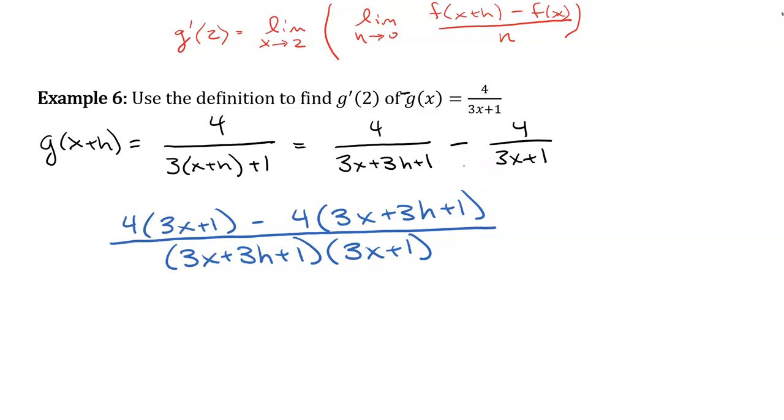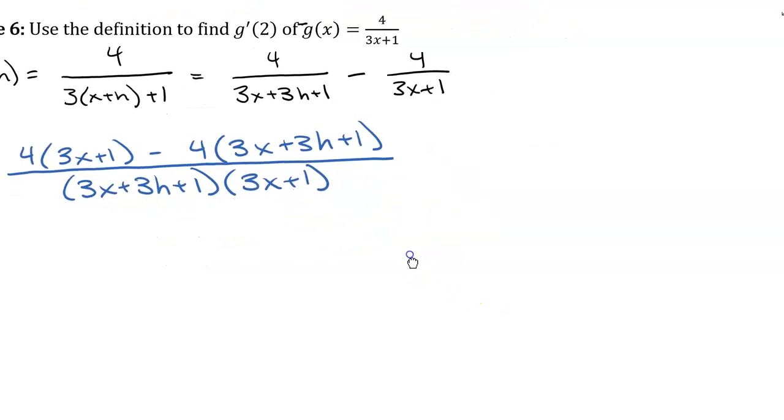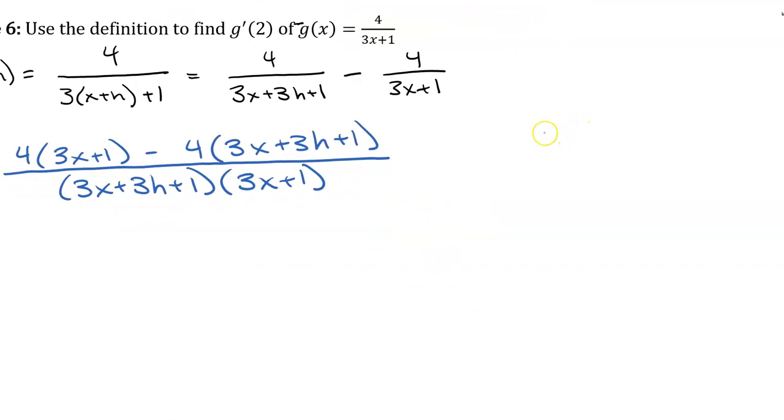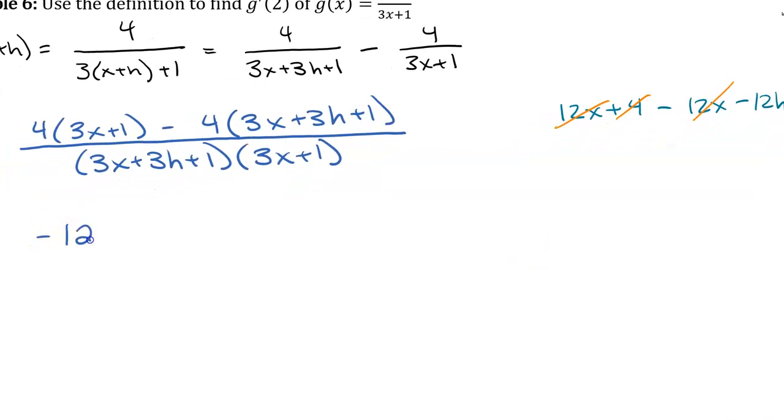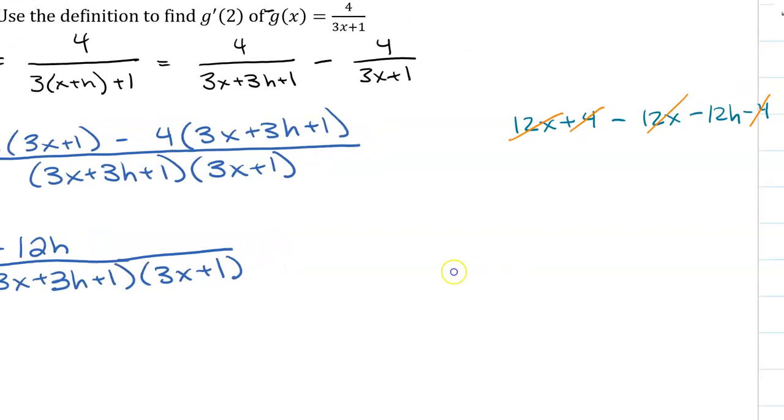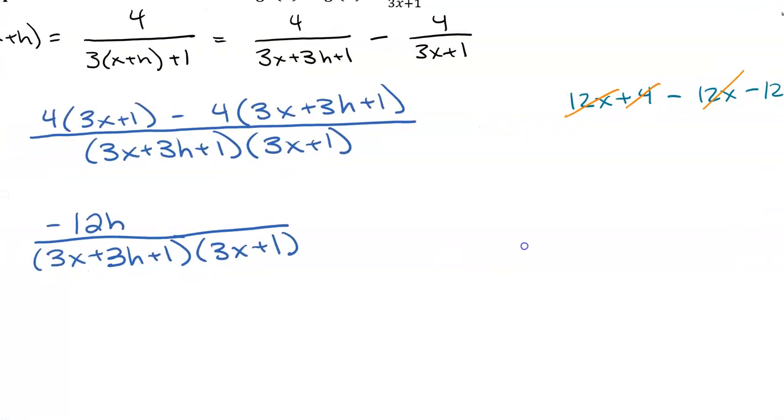So now we simplify as much as we can. Alright, I'm just going to ignore my denominator there for a bit, just kind of have a side note. So let's see here. We have 12x plus 4 minus 12x minus 12h minus 4. So the 4's will cancel and the 12x's will cancel, leaving us with negative 12h over that same lovely denominator. I think that's about as simple as that's going to get, isn't it? For that lovely part.